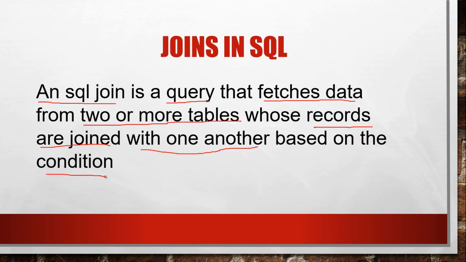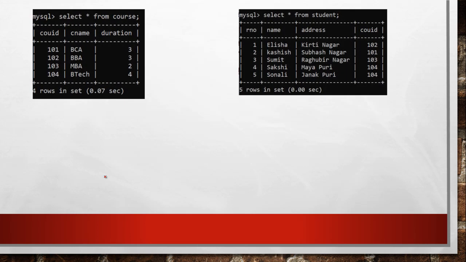The data of both tables are joined together on the basis of a specific condition given by the user. Let me show you an example of join, and we will run some queries based on joining. Suppose we have two tables. The first one is the course table, which contains the information of the courses conducted by the college. There are four courses: BCA, BBA, MBA and BTech. These are the codes of those courses and these are their durations.